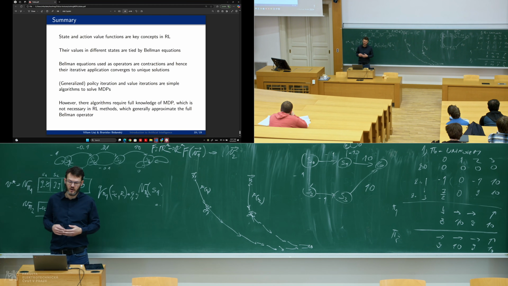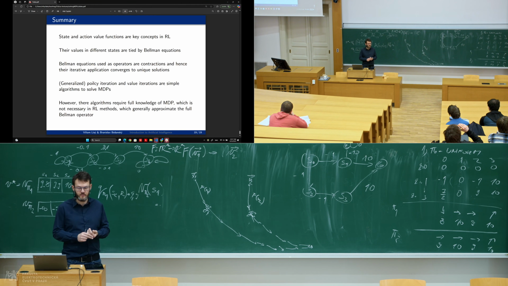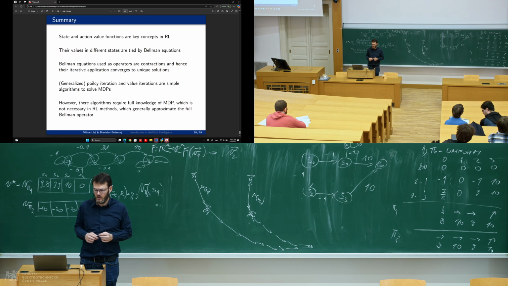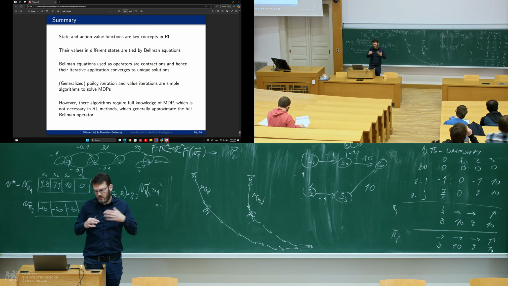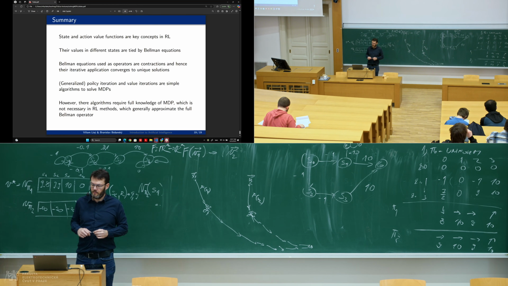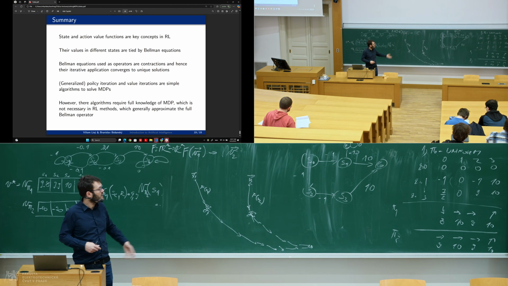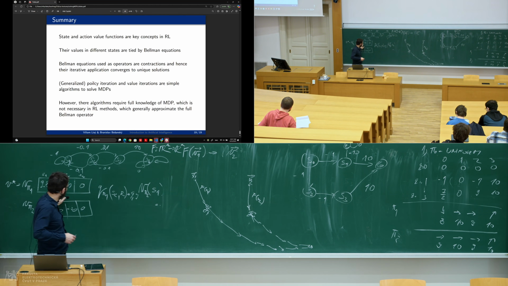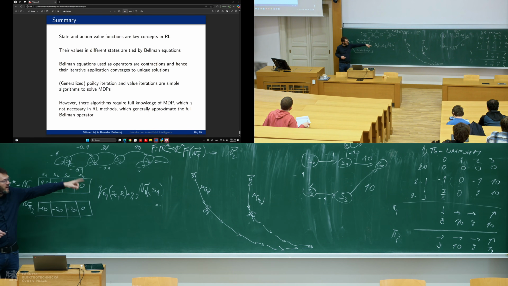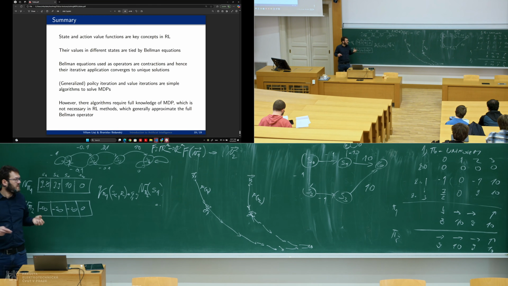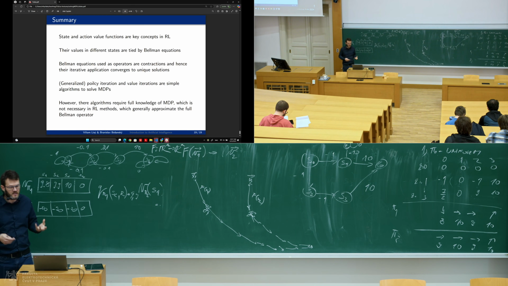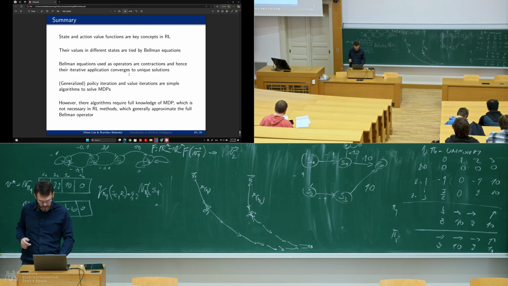State and action value functions are key concepts in reinforcement learning, and I hope that we got some intuition how they work. Their values in different states are tied together using Bellman equations. Bellman equations can be used as operators. That means that you will just update this vector using that operator, and it's a contraction. So it's guaranteed that these updates will converge to where you need. A key takeaway is generalized policy iteration, which means that if you improve the policy and you improve the value consistently, you will eventually converge to the optimal policy and optimal value.